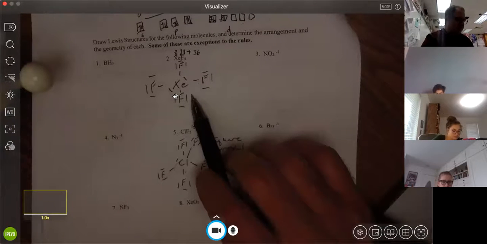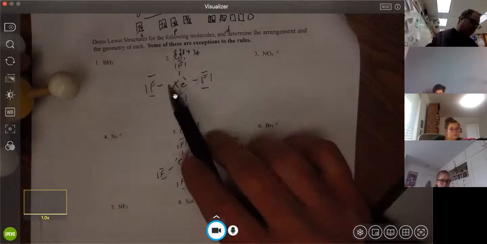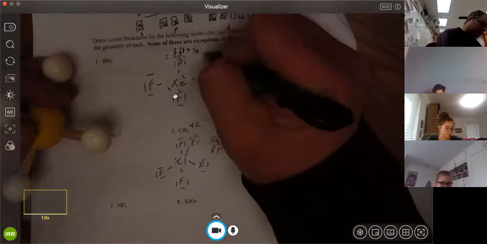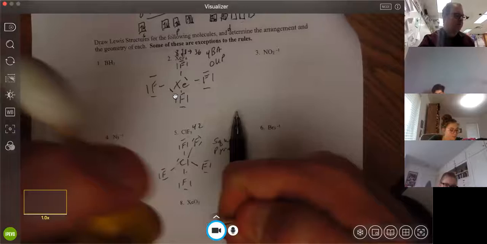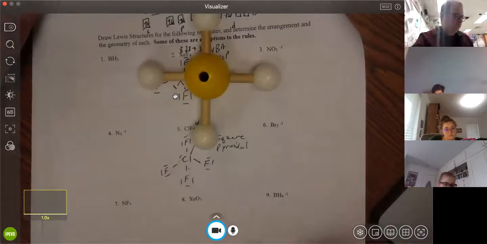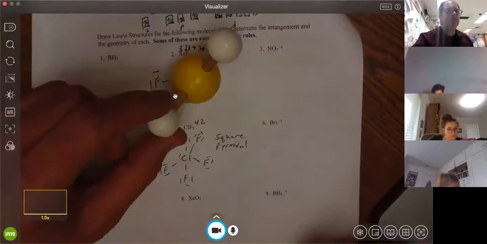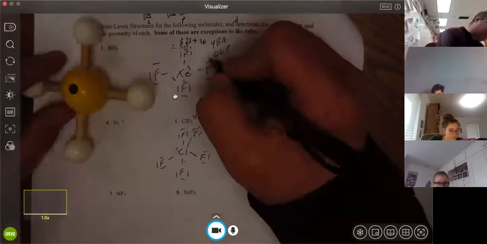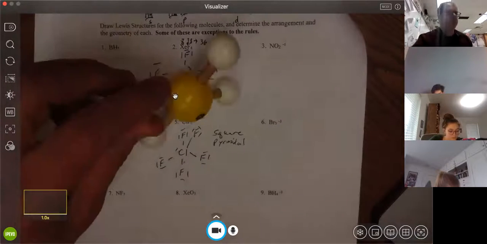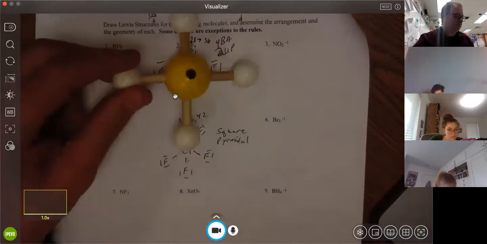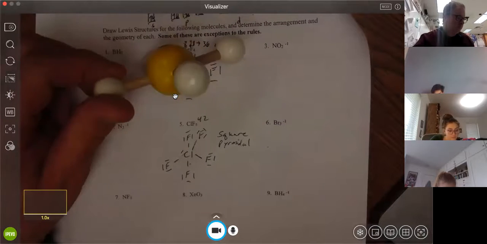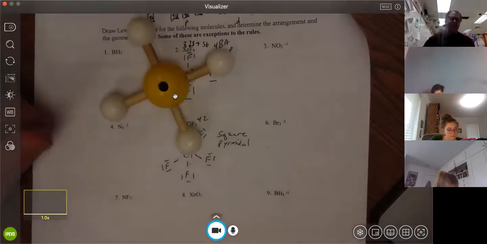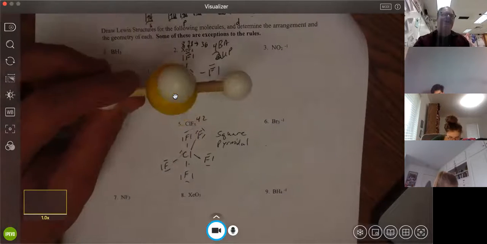So if we take a look, here we have 1, 2, 3, 4 bonded atoms and 0 unshared pairs. We take another one of these away. What shape are we at? 4 bonded atoms. I'm sorry, 2 unshared pairs, not 0. Square planar. Very good.